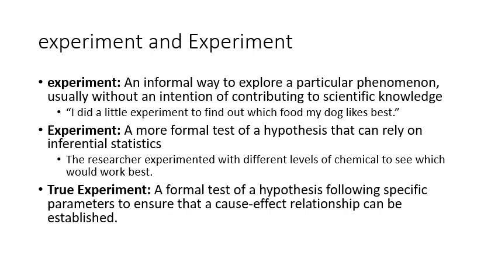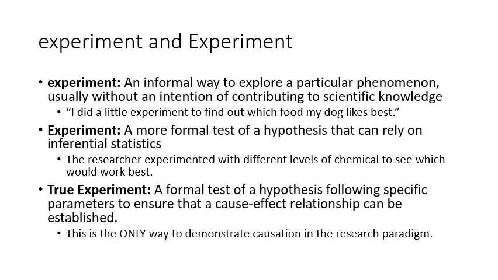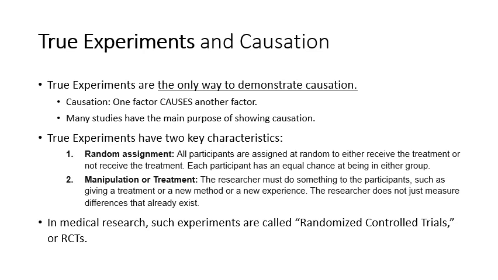And so we'll give the parameters this week, and we will point out that this is the only way to demonstrate causation in the research paradigm, to demonstrate that one thing causes another thing, like this medicine causes a person to recover. To have any conclusion like that, we have to do a true experiment. So again, true experiments are the only way to demonstrate causation. By causation, we mean that one factor causes another. The medicine causes the person to recover. And that's really a function of a lot of studies that are conducted.